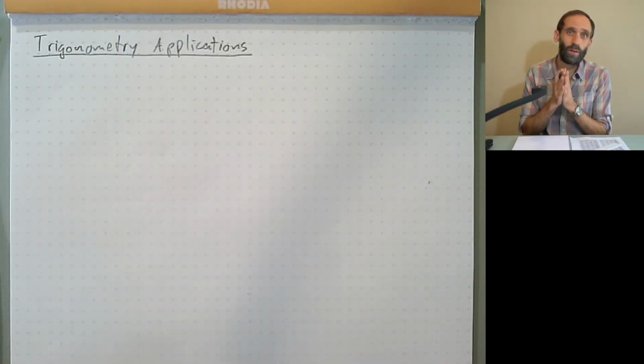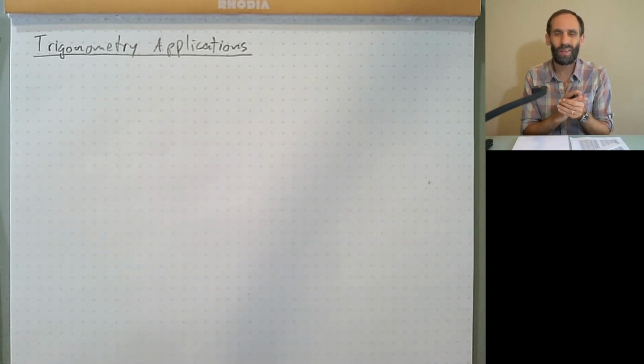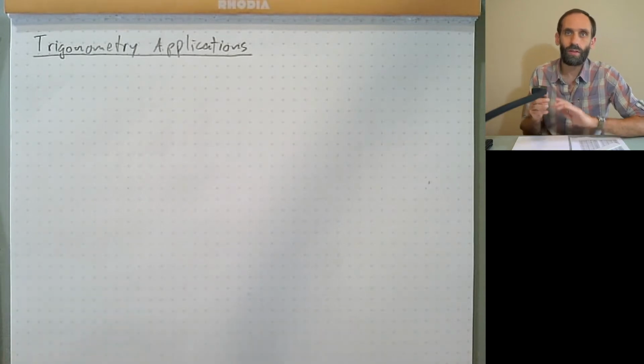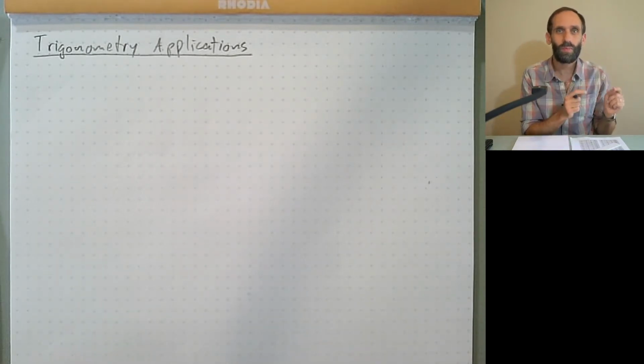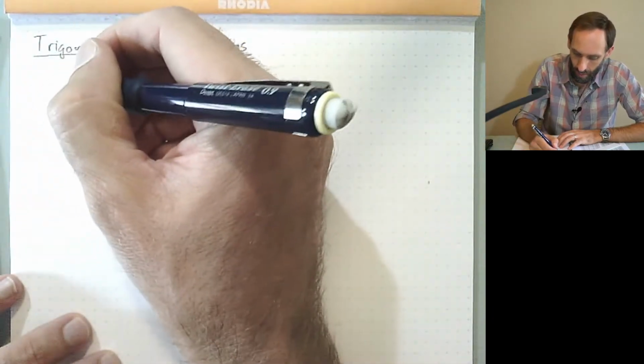Okay, so at this point we're still going to be focusing on right triangles. We won't be looking at non-right triangles yet. And our first application goes back to that tree measurement activity. So let's go ahead and just draw out part of that.